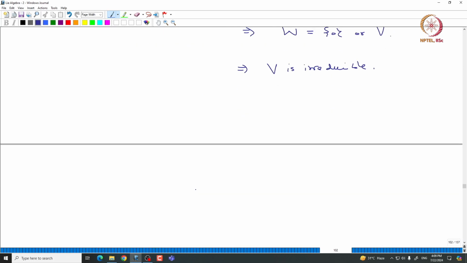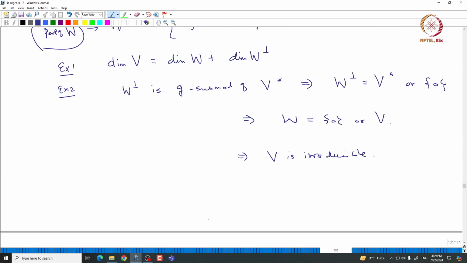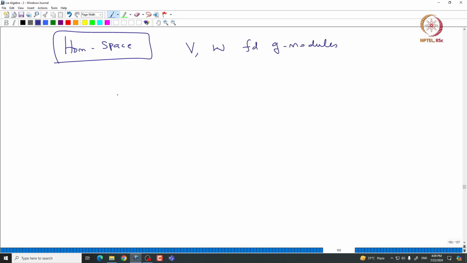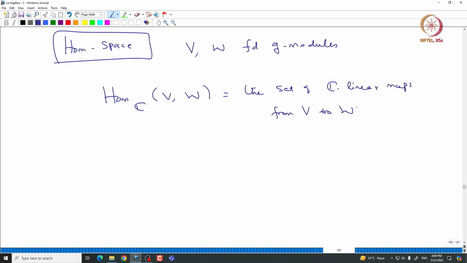Okay. So, let us look at other constructions. One can actually generalize this dual picture to any Hom space. So, let us look at the Hom space. What is it? Let us say V and W are two finite dimensional G modules. Then one can talk about the C-linear maps from V to W. So, this is the set of all C-linear maps from V to W. Then one can actually define a natural action on this Hom(V, W).